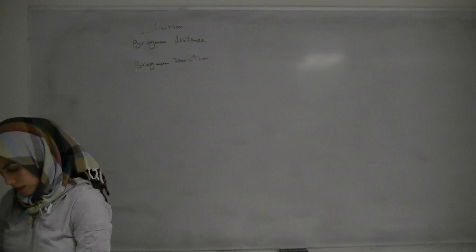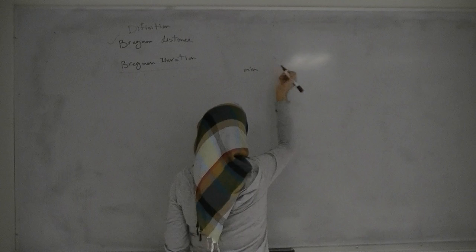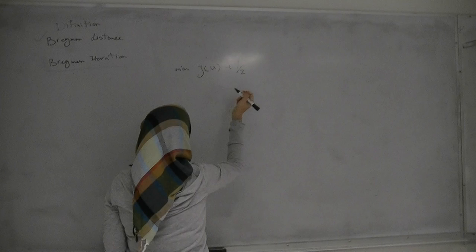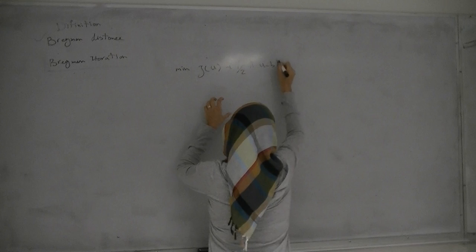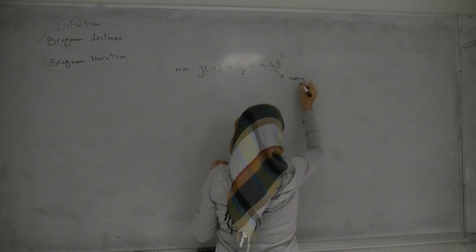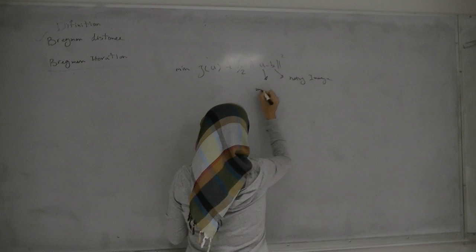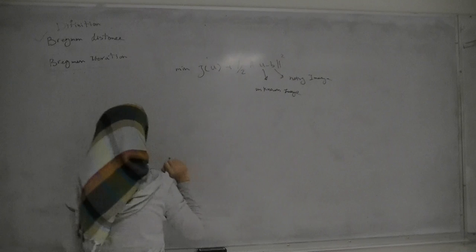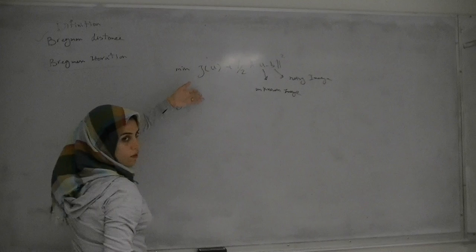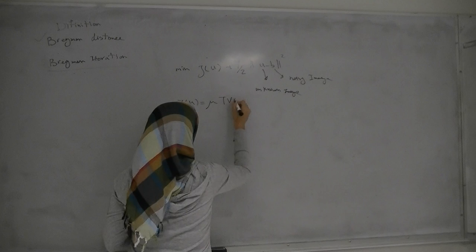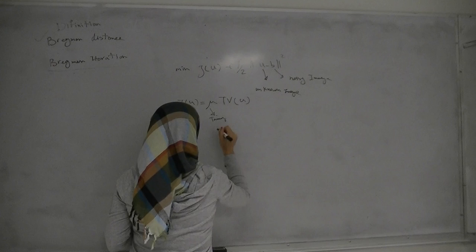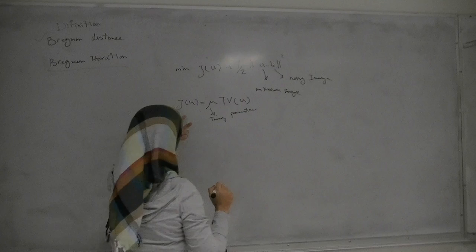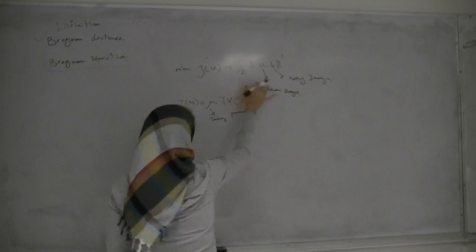Before starting the Bregman iteration, for example, we have this problem in order to solve this minimization. If you just assume that B is the noisy image and U is the image, first we can solve it with total variation. So I can just assume that this one is a TV and this one is a tuning parameter. So we can solve this equation, and this is the total variation.